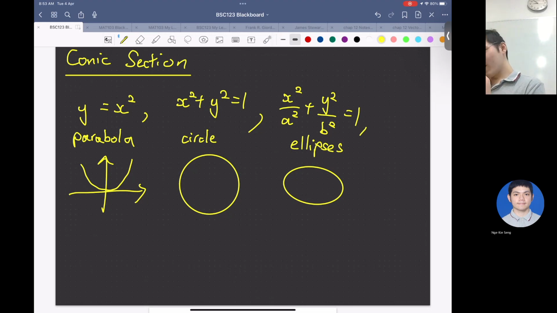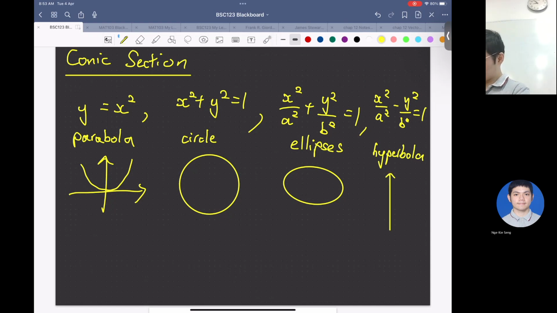How about changing the coefficient to negative? If you introduce some negative in, what do you get? You get something like a hyperbola. Instead of joining the two curves, it becomes splitting up.